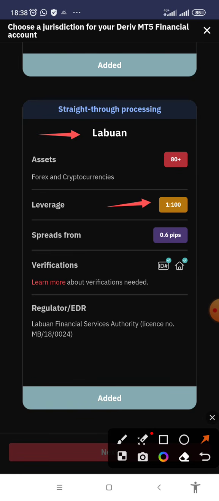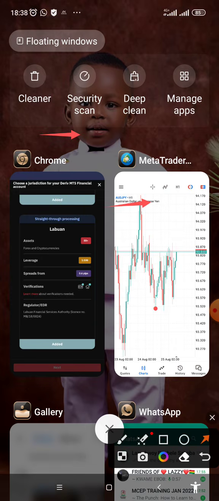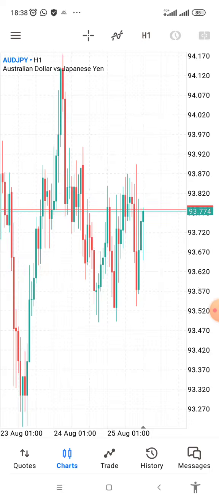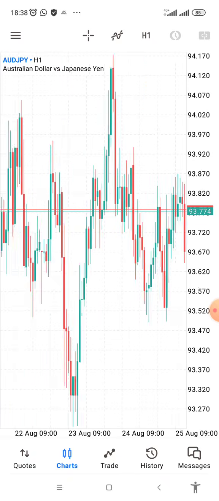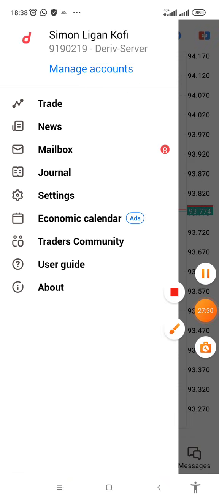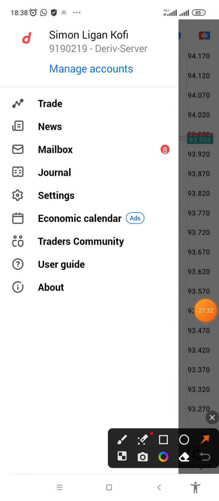Now, let me take you to the MT4. Now, this is the MT4. Let me take you there quickly. This is the MT4. Today is Friday. The market is almost ending. So this new account that I created, which is the fourth account, is here. So this is the account ID, which is 9190219. It has my name, which is my official name.